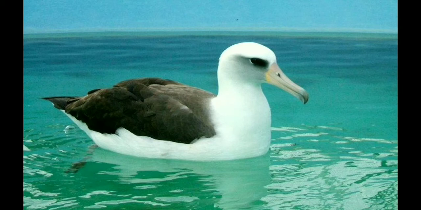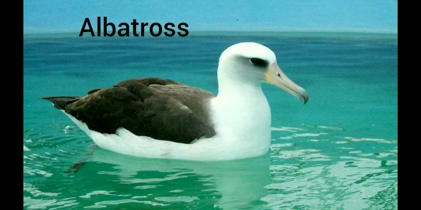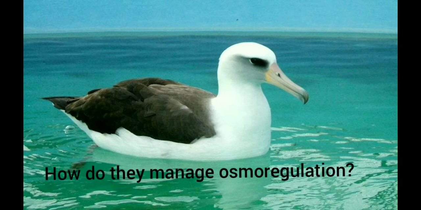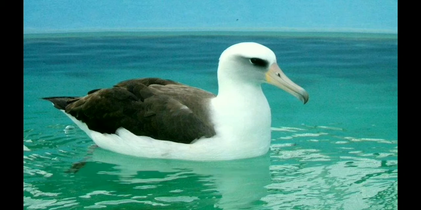Now you can see a picture of a marine bird. This bird is albatross. It spends its life on the sea. That means these birds normally drink salty water. So if they drink salty water, how do they manage osmoregulation then? Simple. They have special glands called salt glands near their nostrils.